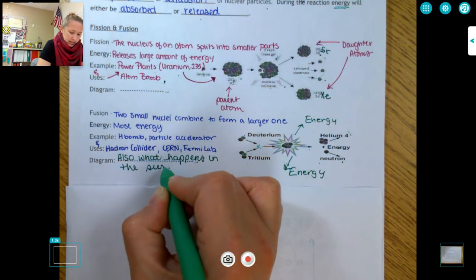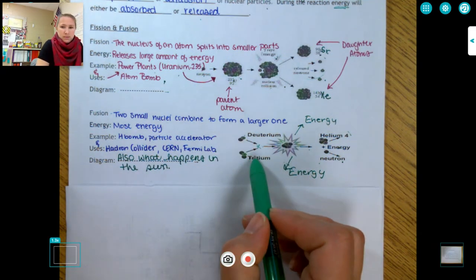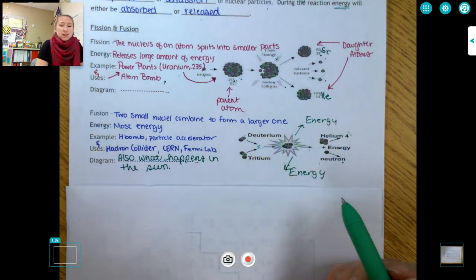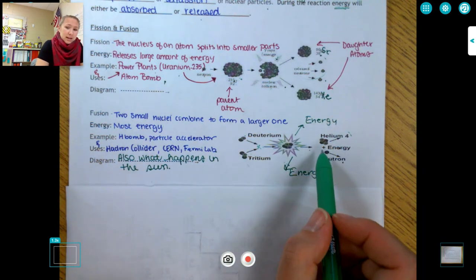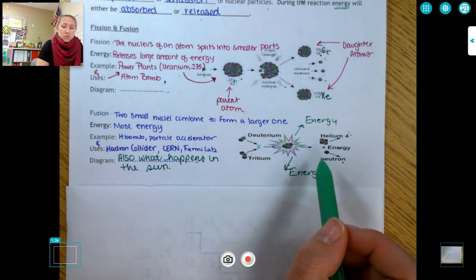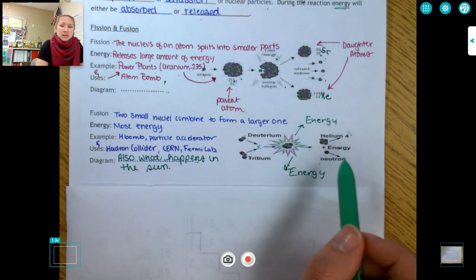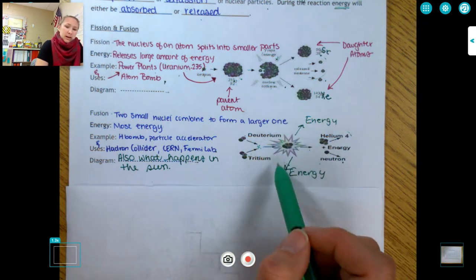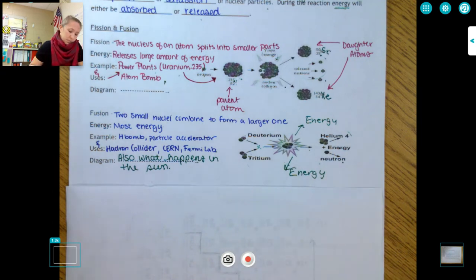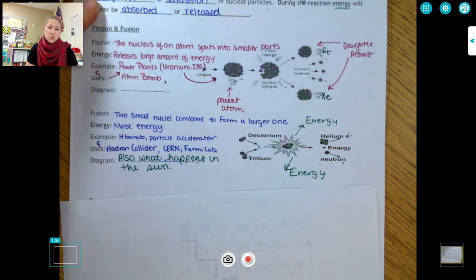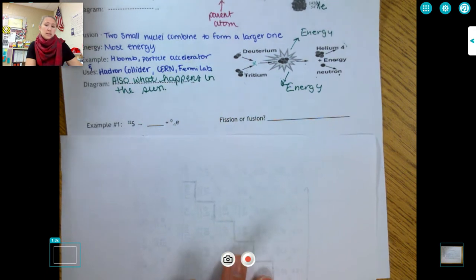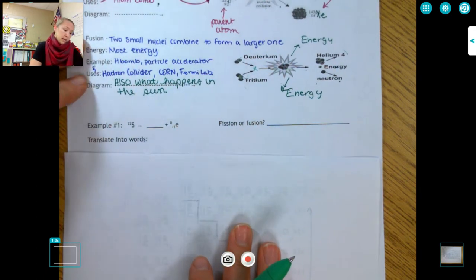So the sun takes deuterium and tritium, they collide, produces energy, which is that lovely heat that you feel from the sun, and then we give off a helium and a neutron. Then that helium eventually gets split and then turns back into deuterium and tritium. So let's go through some examples of actual nuclear reactions. To do this, this is where you're going to need your periodic table.